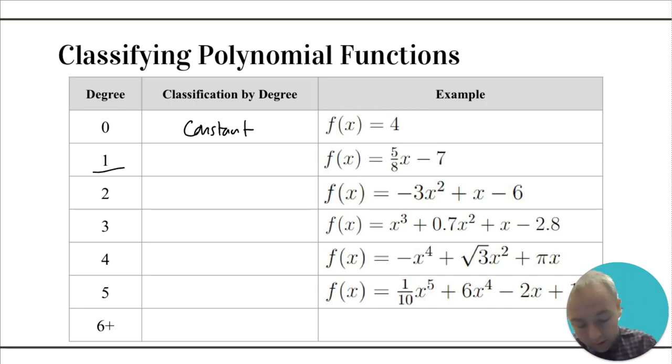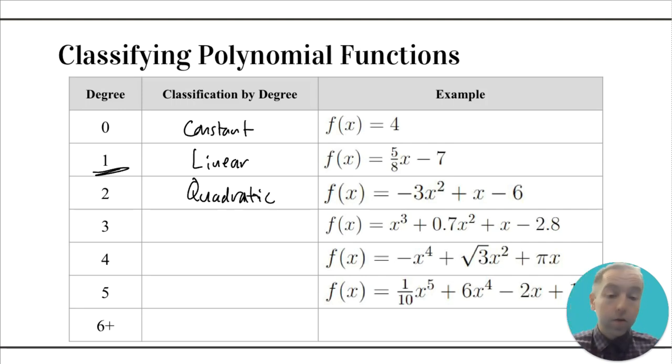And then whenever the highest exponent or the degree of the polynomial is 1, you will always be able to call that function a linear polynomial. And that makes sense because it's in mx plus b form, right? We know that lines are always like that, so then it's linear. And then to no surprise, you already know that when the highest exponent is 2 in a polynomial, we'll be able to call that a quadratic function, okay?